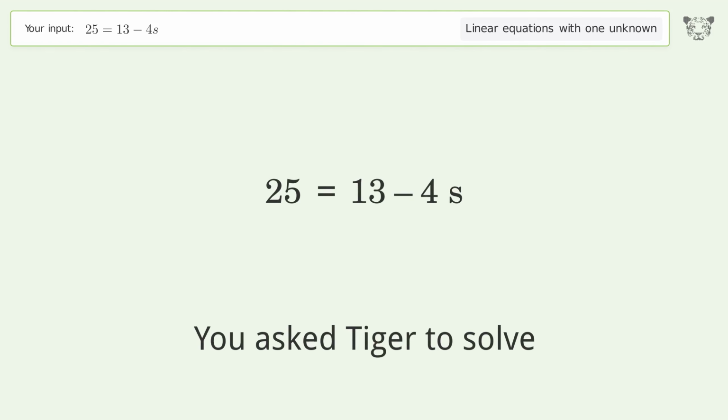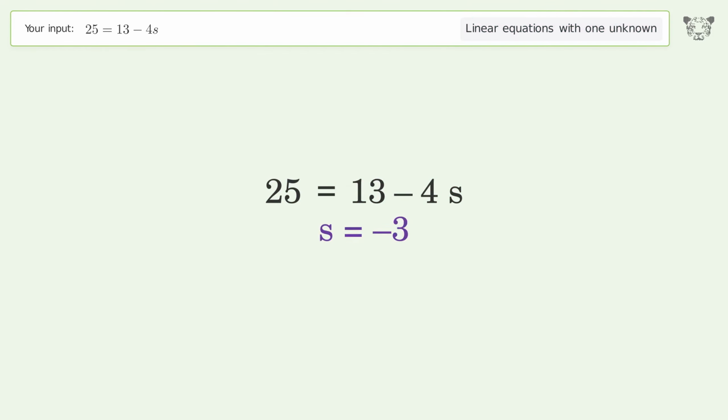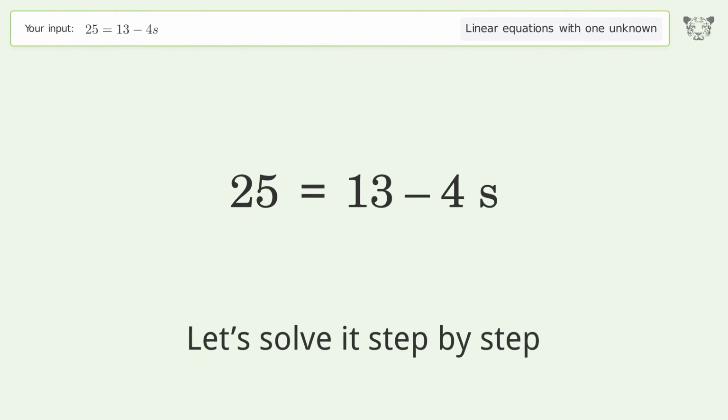You asked Tiger to solve this. This deals with linear equations with one unknown. The final result is s equals -3. Let's solve it step by step.